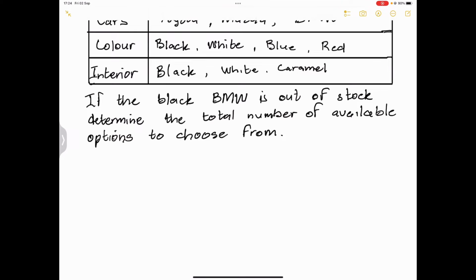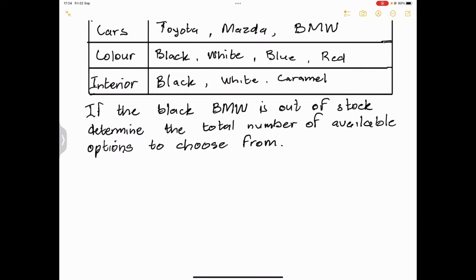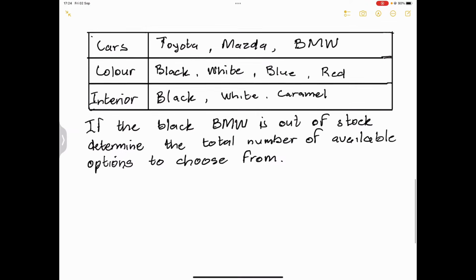Do you agree with me that in this case, the car that you choose would determine the number of options that are available? Meaning that the number of outcomes is now dependent on the type of car that you choose. Why? Because remember, BMW is out of stock, so not all BMWs have all the variants of the colors that we want. Now, how are we going to get the outcome?